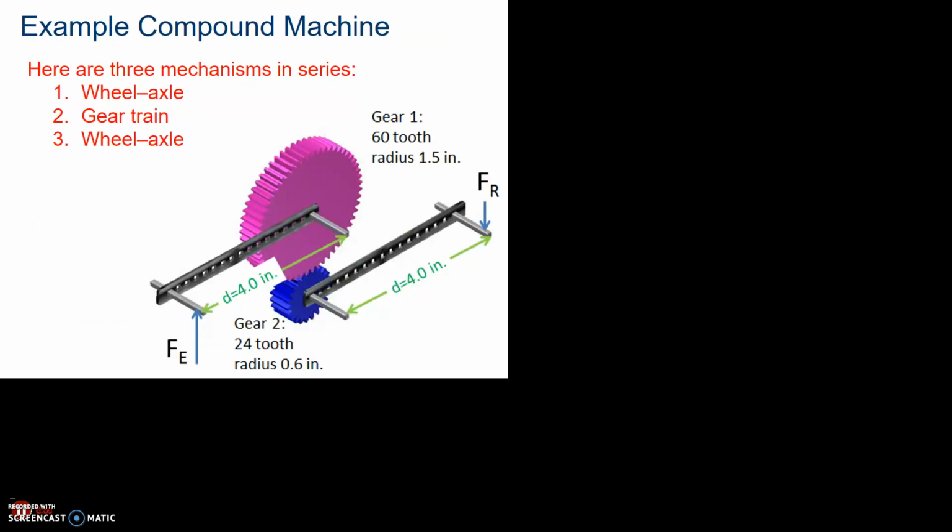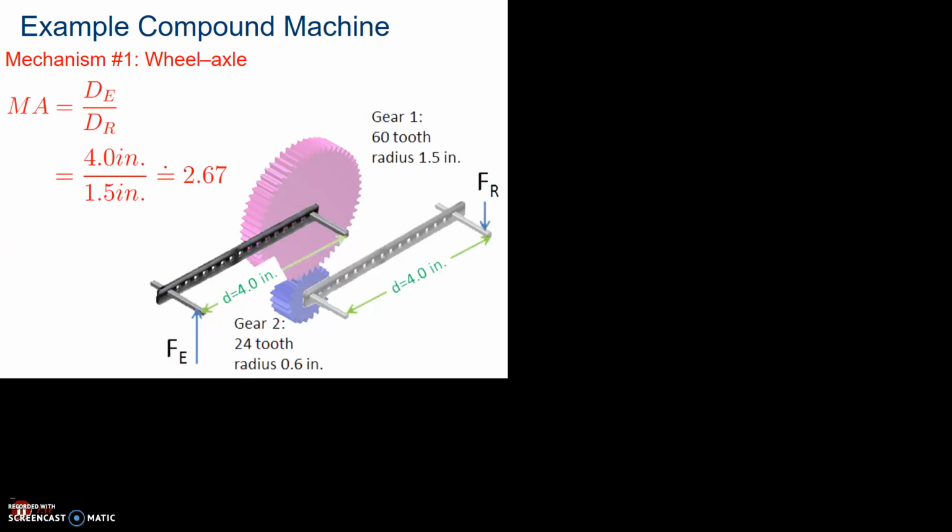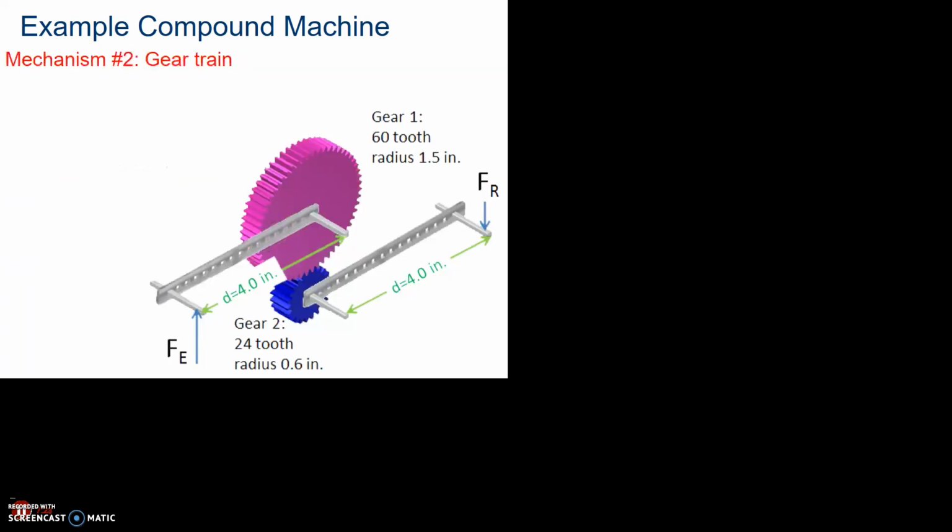Here are 3 mechanisms in series: a wheel and axle, another wheel and axle, and then we have this gear train right here, the fuchsia and blue. What is the mechanical advantage of the first wheel and axle? All right, 2.67, good. Now we're going to look at the gear train. What is the gear ratio, again not mechanical advantage, but gear ratio, between the fuchsia and the blue gear?